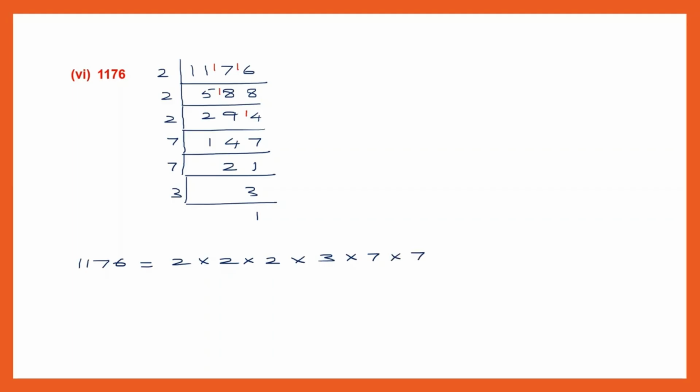Now when we write this in the exponential form, what do we get? 2 raised to the power of 1, 2, 3. So 2 raised to the power of 3 into 3 is raised to the power of 1, which will leave it as it is, into 7, which is raised to the power of 2. So 1176 in the exponential form is 2 to the power of 3 into 7 to the power of 2.